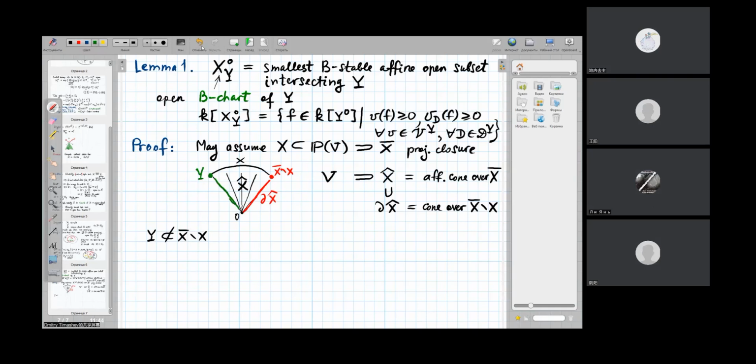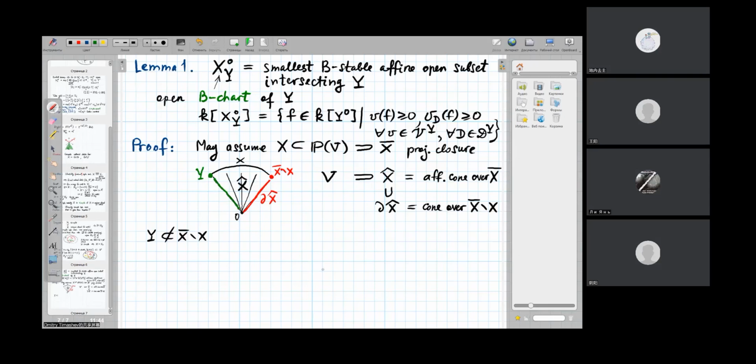But let me now consider the punctured cone, so the cone without the origin. I should draw it better. Let me try. So this is the cone. All of the cone does not contain origin, right?